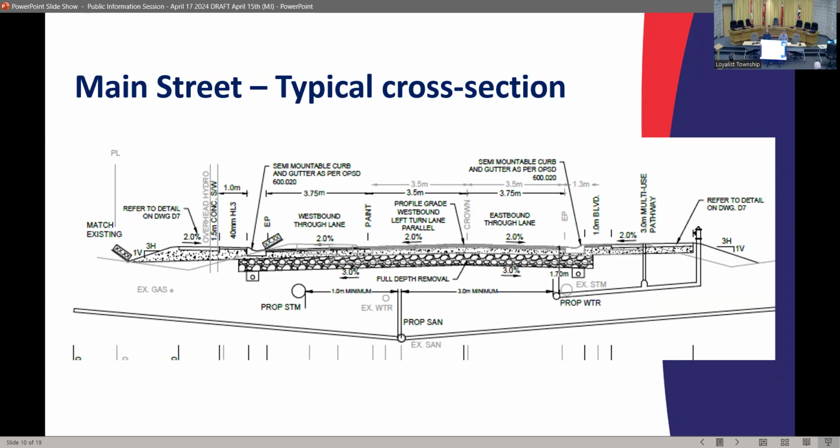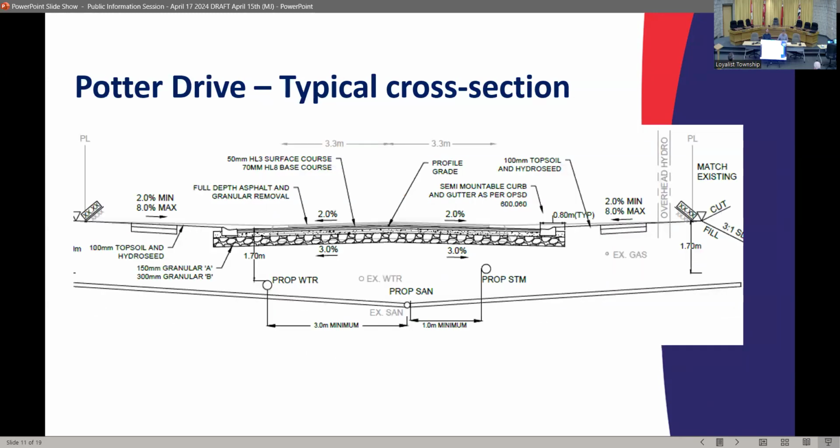So there's 2 turning lanes planned at the Potter intersection. So obviously at that location, the road will be at its widest, and then they taper away as you get east and west of that location. Next slide, please.